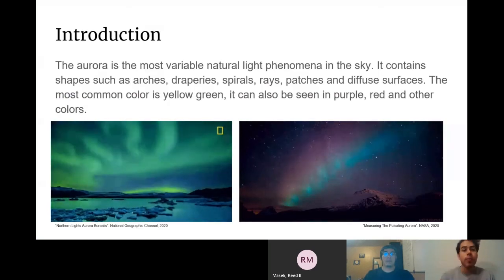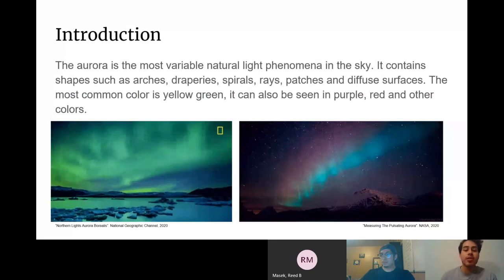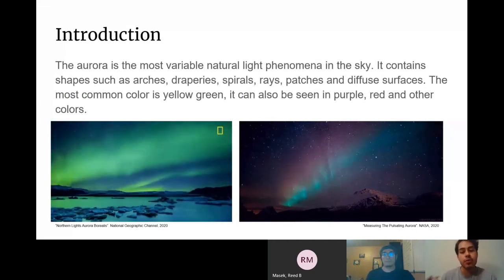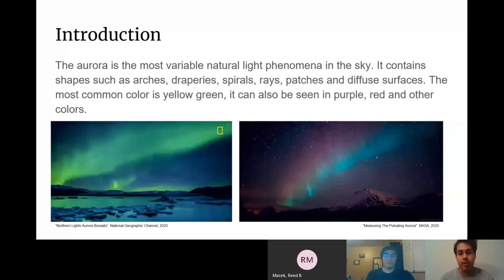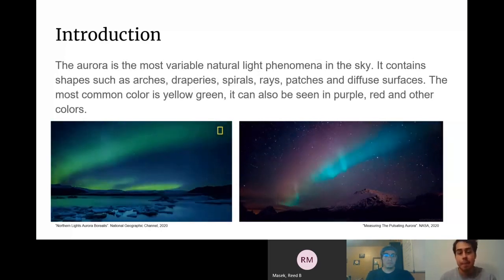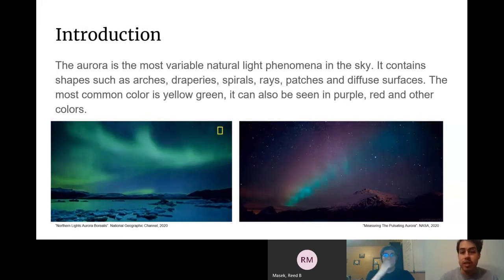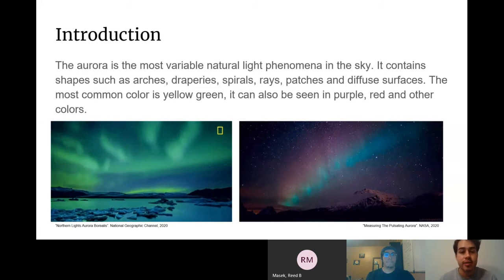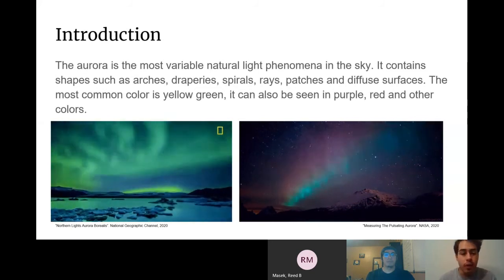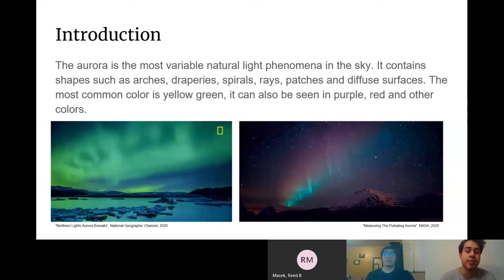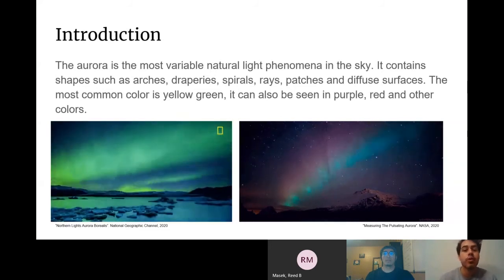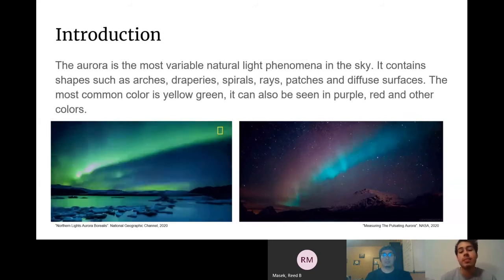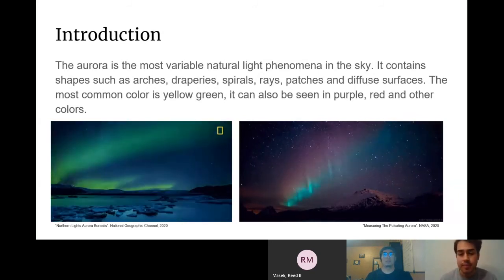First of all, what is an aurora? An aurora is something almost everyone has seen, at least in movies or pictures. It's a natural light phenomenon which happens in the sky. It can be seen in different shapes. It can be rays, surfaces, circles, spirals. And whenever it shows itself, it could be in the colors of green, yellow, purple, orange, and this is due to the photons being excited at different wavelengths.